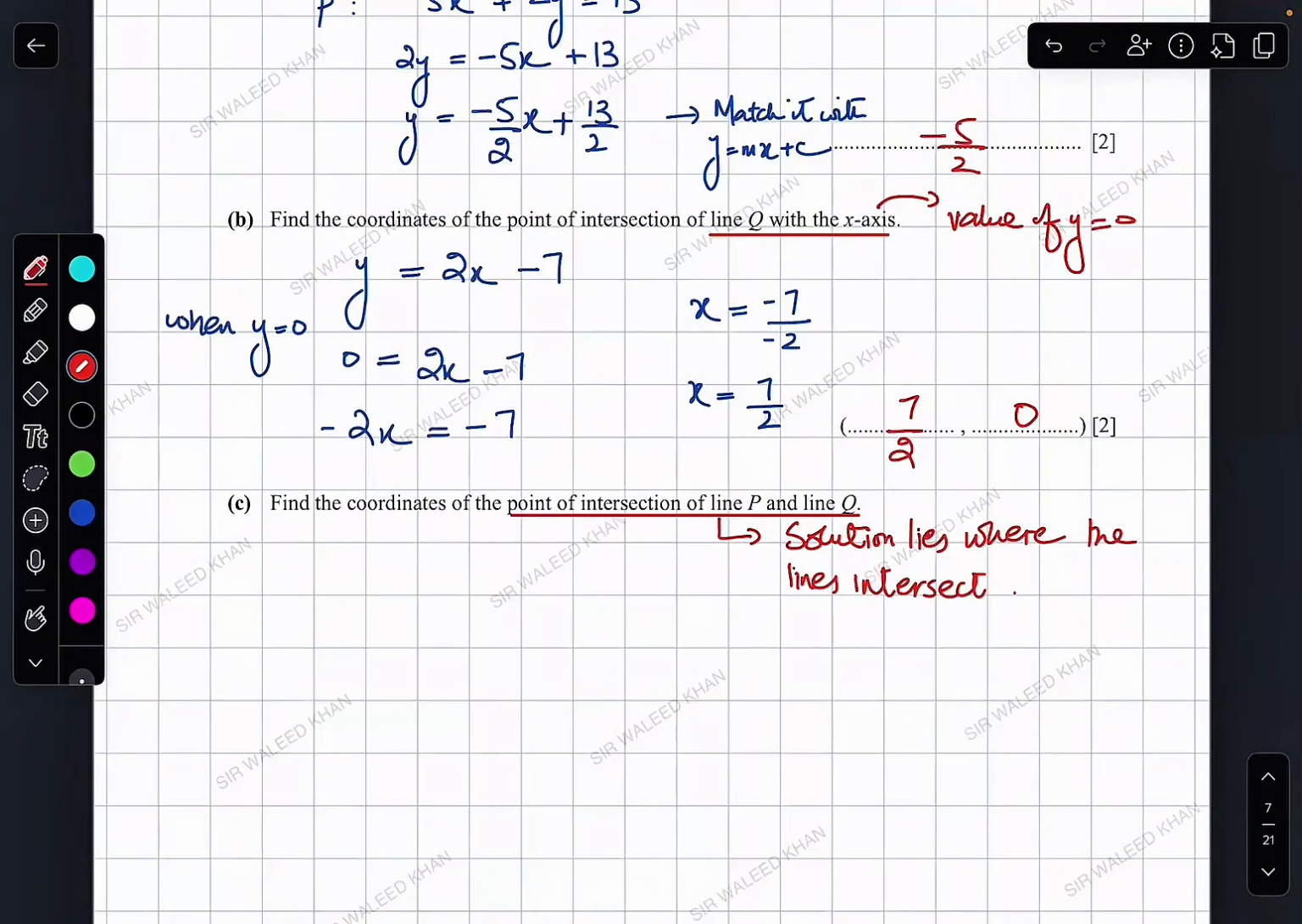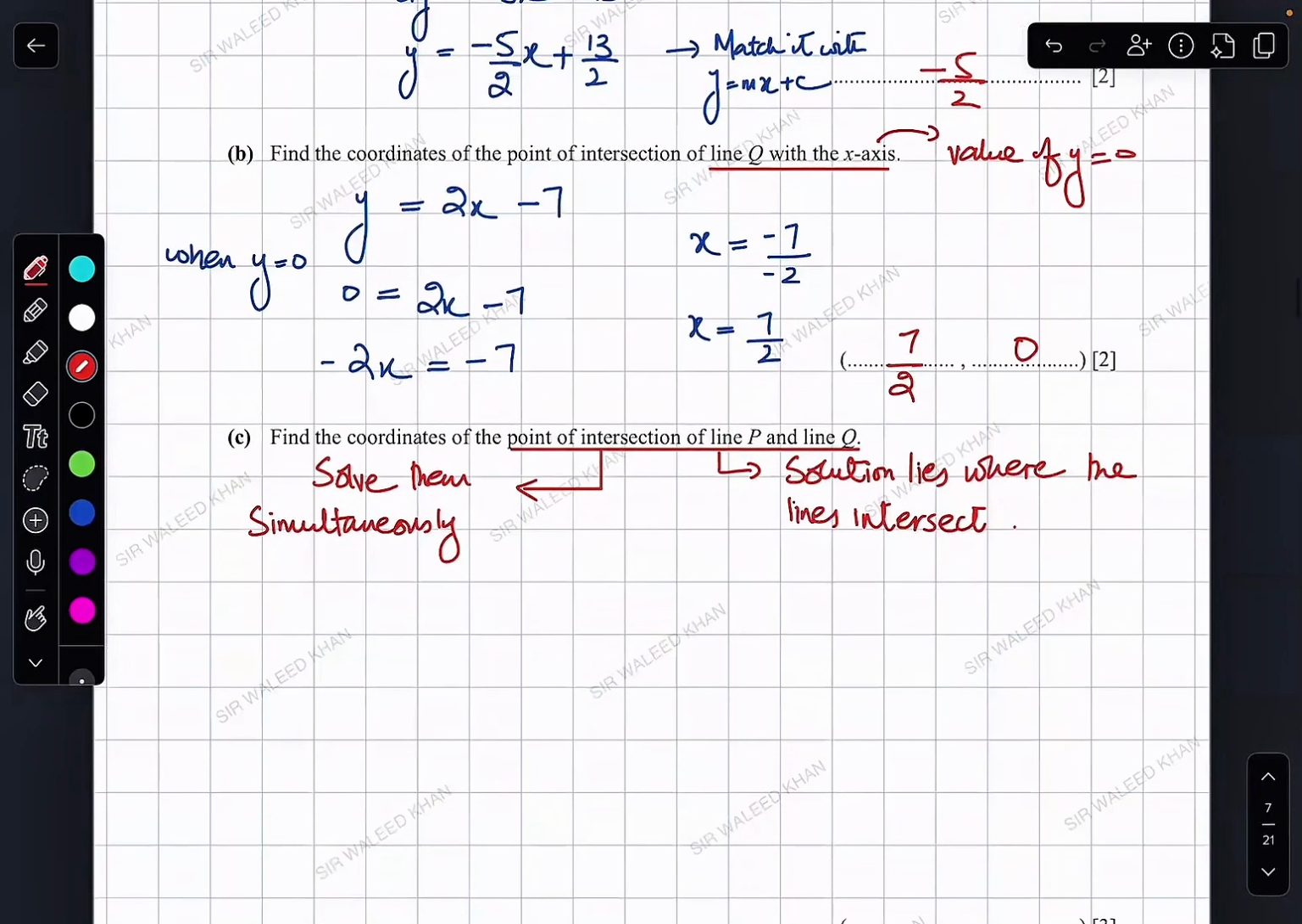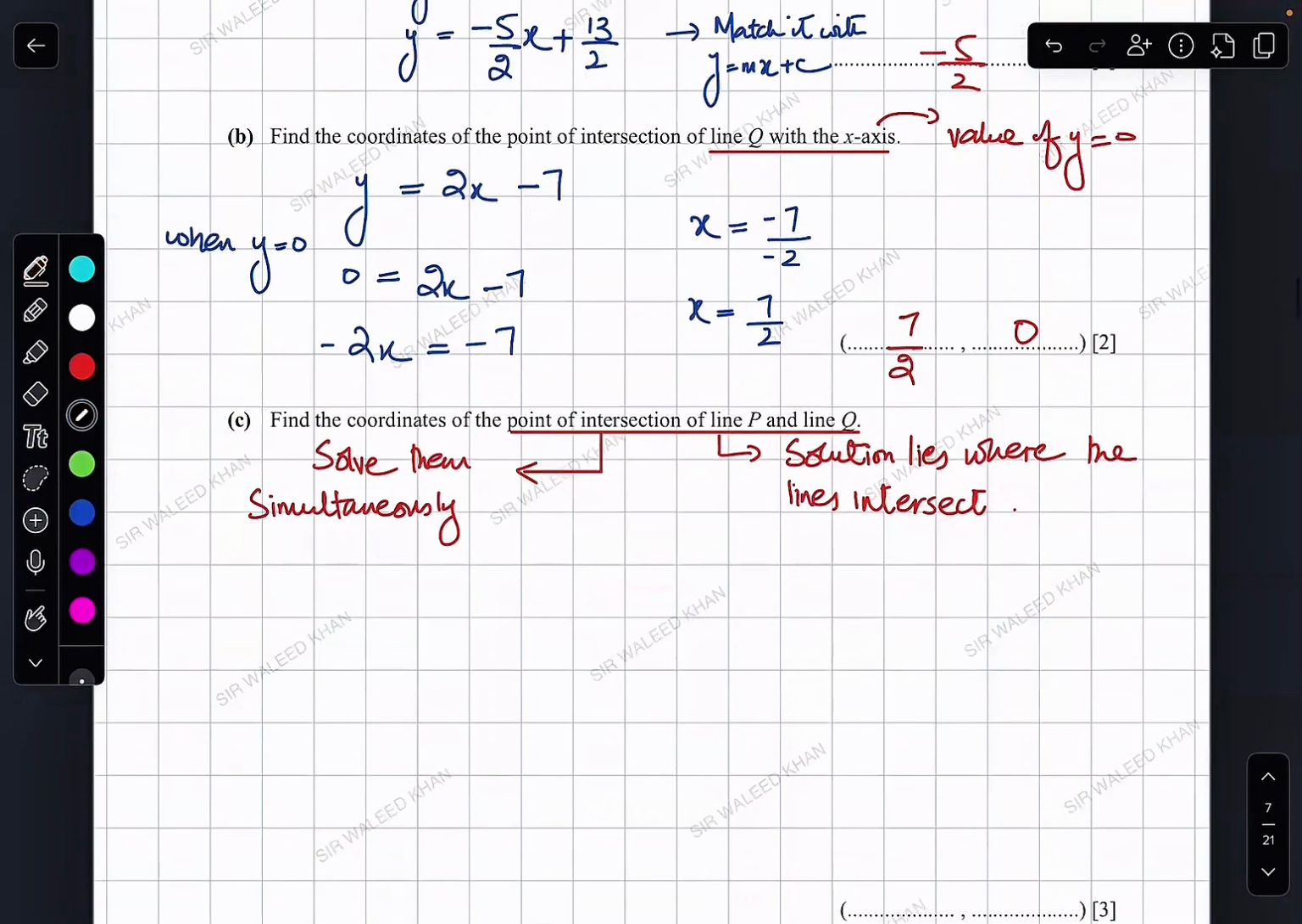So how do we figure that out? If you have a graph, you look at the graph where the graphs intersect, that is your point of the solution. Okay, point of intersection. And if you don't have a graph, you solve them simultaneously, through simultaneous equations. Elimination, substitution, these are the two methods you can use.